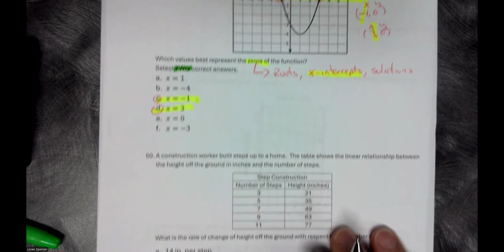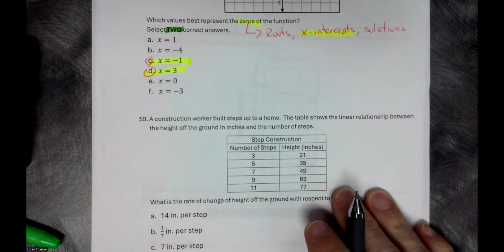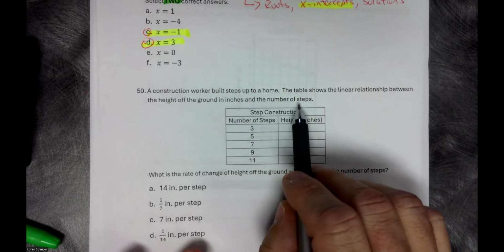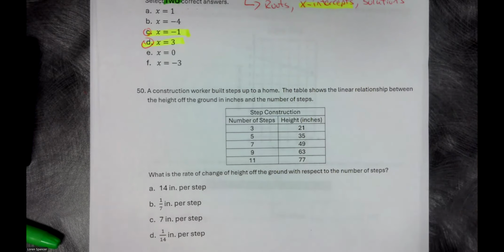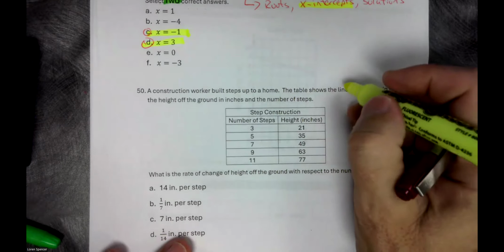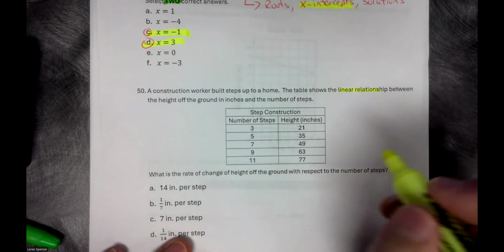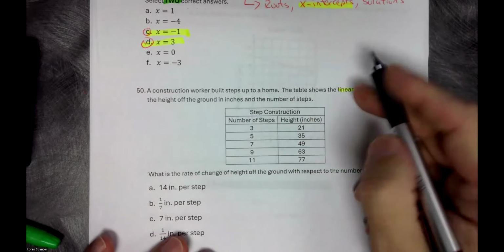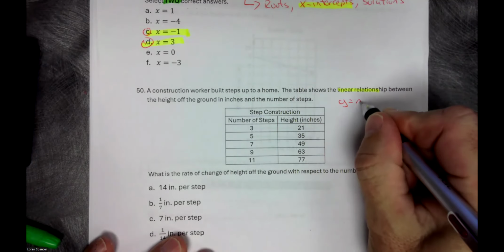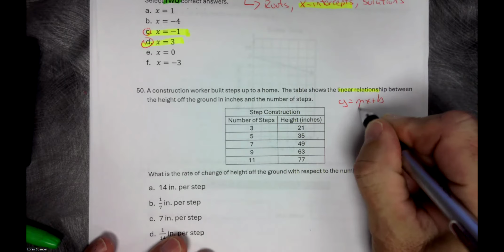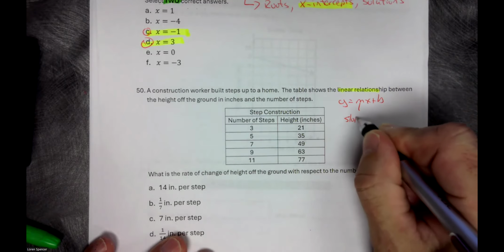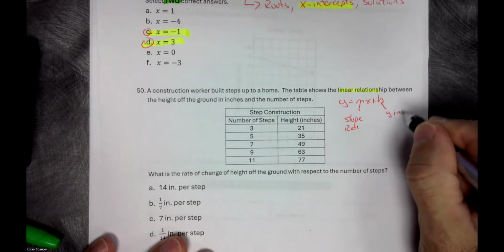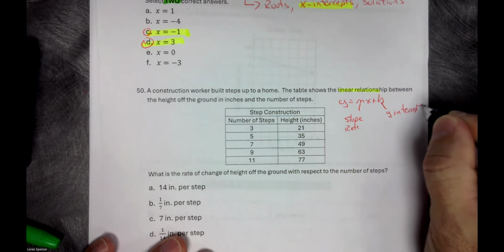And then we're looking for a table. As soon as I see a table, I'm thinking I'm probably going to have to input some data. The table shows the linear relationship. That's important because that tells me whether I'm going to use a quadratic, linear, or exponential. In this case, it's a linear. And if it's linear, we need to think about y equals mx plus b, m being my slope or my rate. This is my y-intercept.